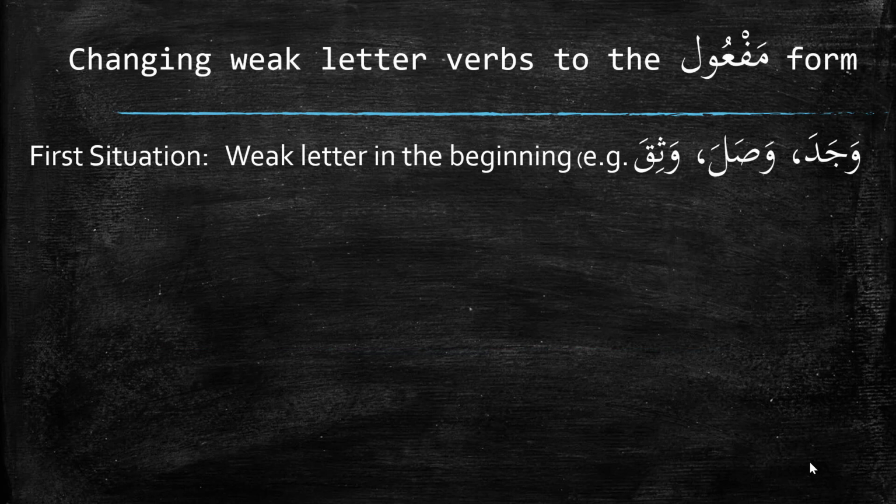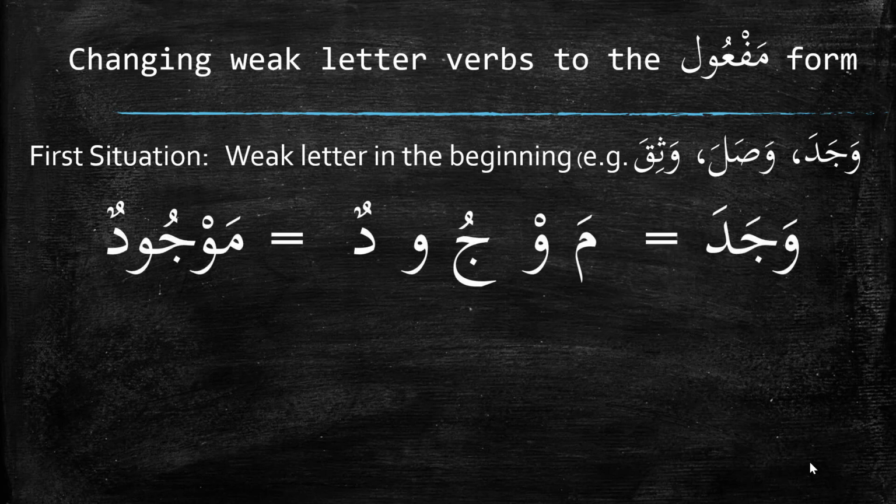So I'm going to read the slides through, and then we'll go through the process. There's not a lot of wording in the slides. So we're changing weak letter verbs to the maf'ool form. So we have several situations of this. The first situation is where the weak letter is in the beginning. So we have some examples of that, like wajada, wasala, and wathiqa.